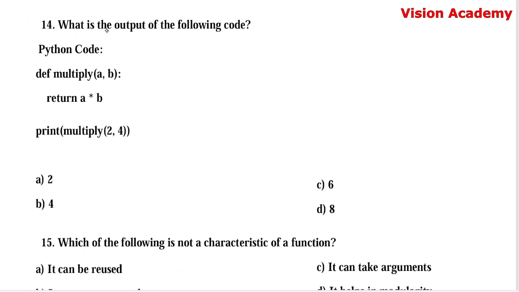Question number 14. What is the output of the following code? Python code, def multiply(a, b). Def is a keyword which is used to define a function. Multiply is the name of the function. A comma b, both of these two are parameters and it is returning a into b. Here we are making a function call within the print statement by passing 2 and 4 as arguments to the function. So it is going to multiply 2 into 4. 2 4s are 8 will be the output. Here option D is the right answer.